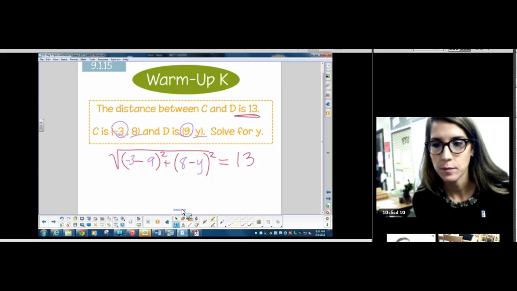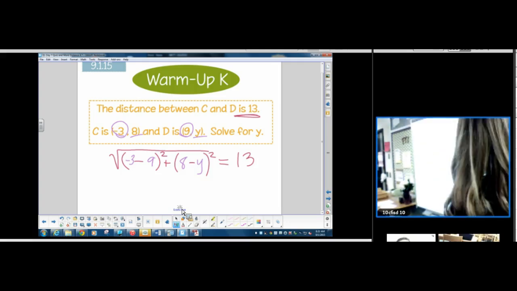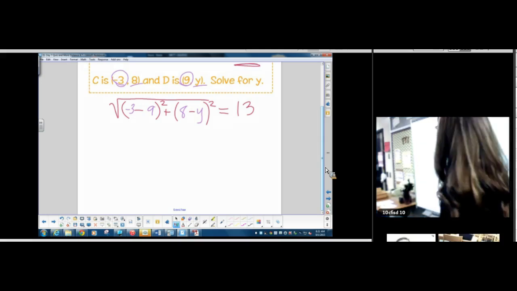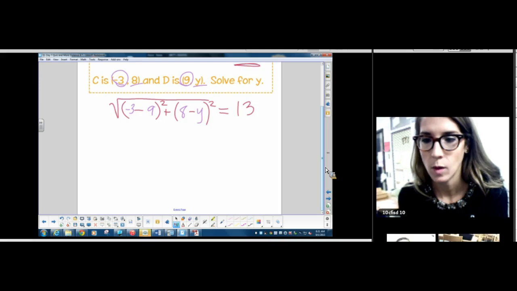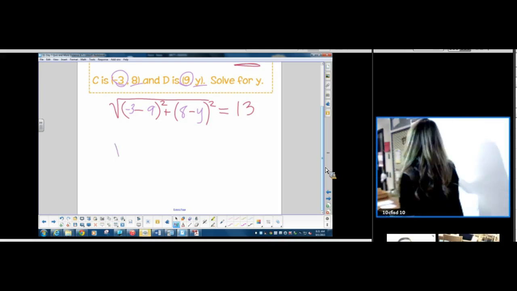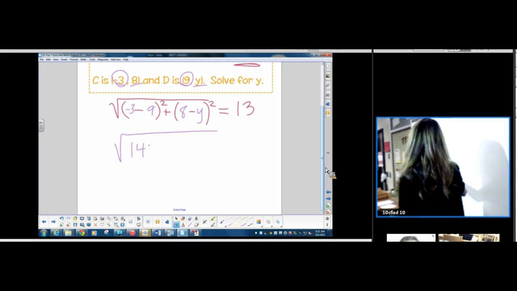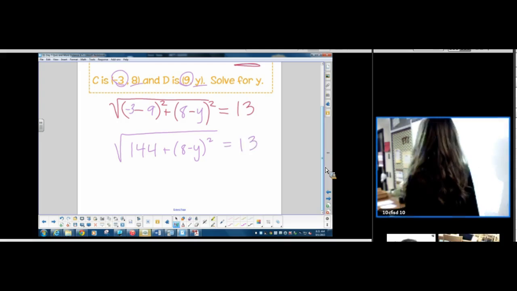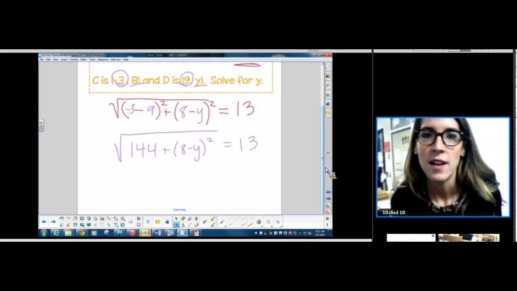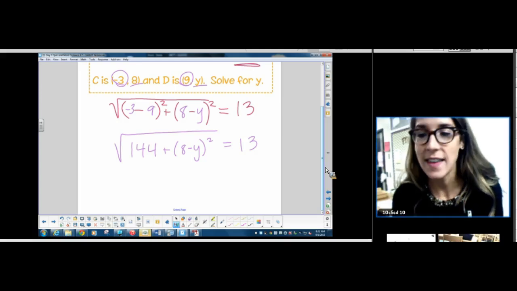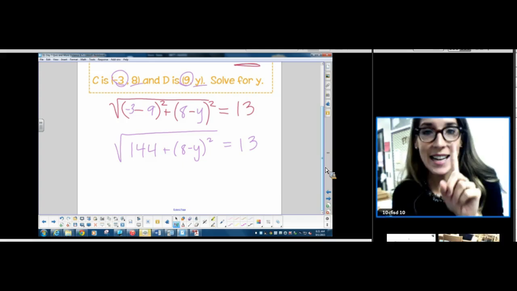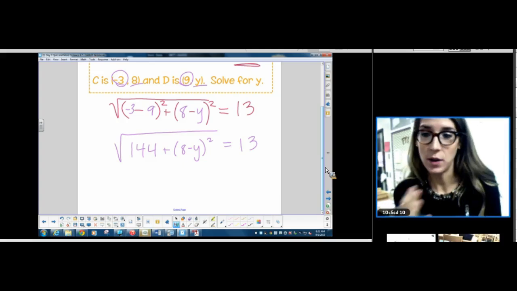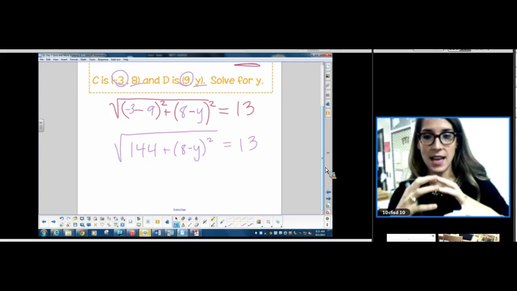Okay? Now we're going to start to clean this up. What is -3 minus 9 squared? 144. It's 12 squared. Very good. So now I've got the square root of 144 plus (8 minus y) squared equals 13. Now we're in trouble because we have to isolate y. And the way that you isolate a variable is by doing the opposite of what's being done to it. So one at a time, we're going to start to do the opposite of what's being done to y. We have to start from the outside in.